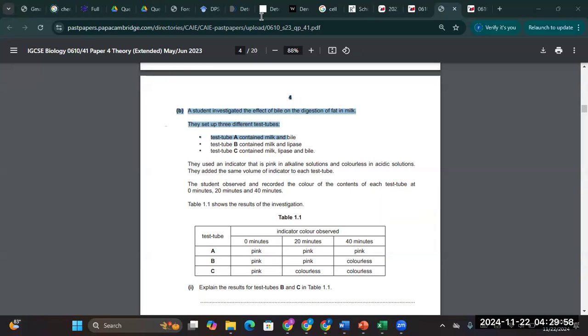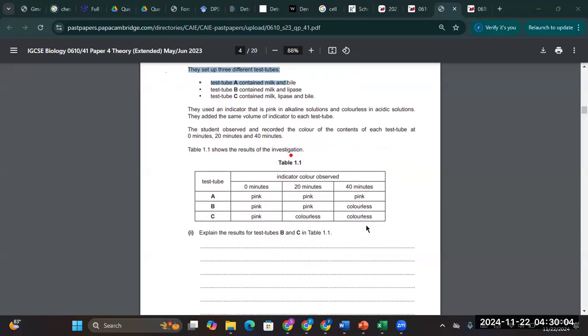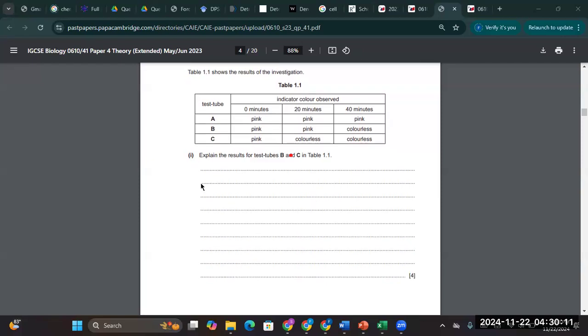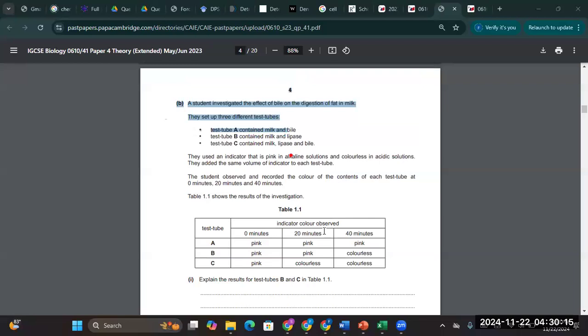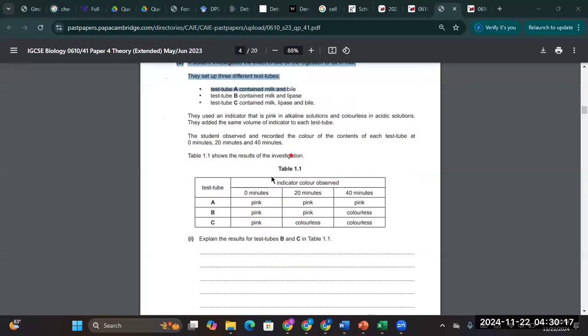Yes. Okay, perfect. So what they're doing is that the student observed and recorded the color of the contents of each test tube at 0 minutes, 20 minutes, and 40 minutes. Table 1.1 shows the results of the investigation. Explain the results for test tubes B and C in table 1.1. You don't have to do A, we will see that later. But we have B and C.